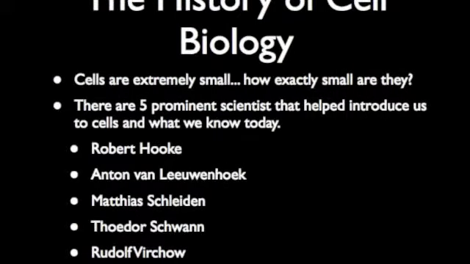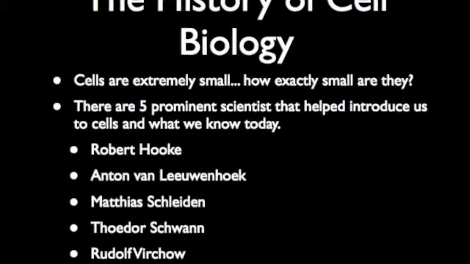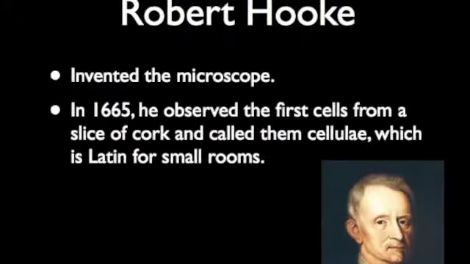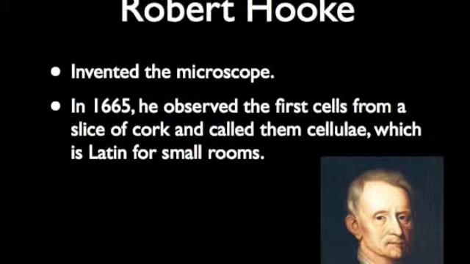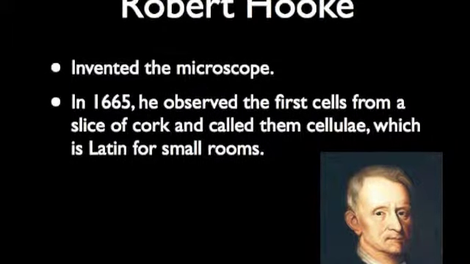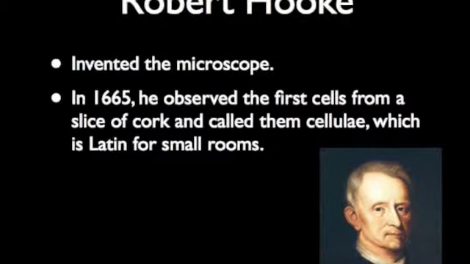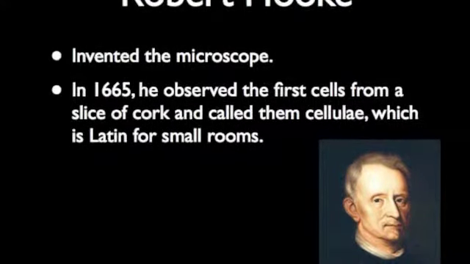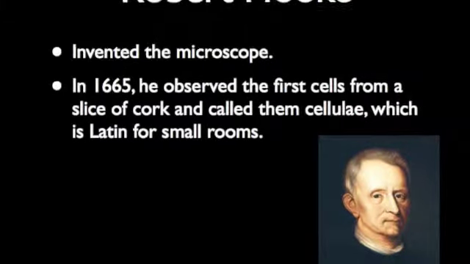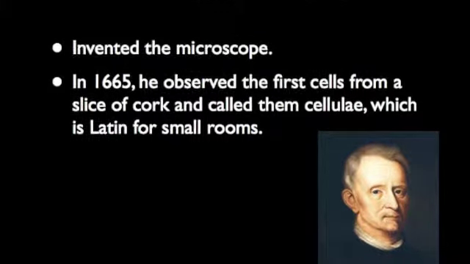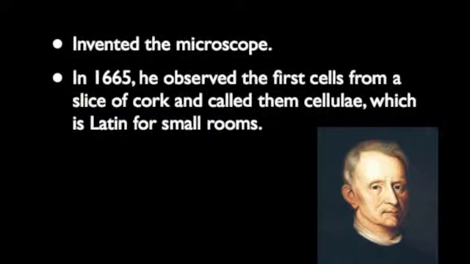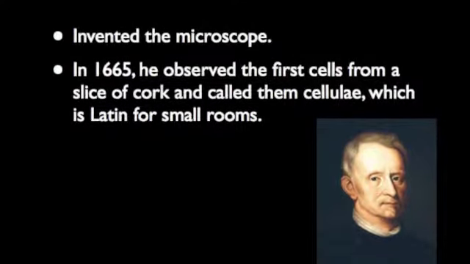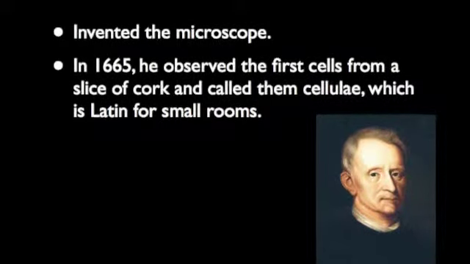But those are the 5 scientists that brought us to where we are today with what we know about cells. The most obvious one that we think about when we hear cells is Robert Hooke. Without him, we would not even know what the cells look like. Cells were not seen until the invention of the microscope, which he invented. In 1965, he observed the first cells from a slice of cork and called them cellulae, which in Latin stood for small rooms.